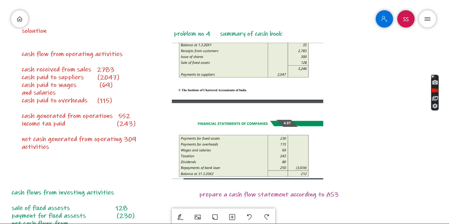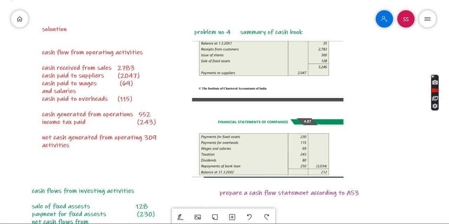Hi, this is the continuation for part 3. So this is part 4. We're going to do problem number 4 and we have a summary of cash book.